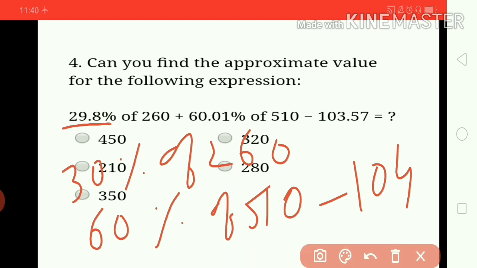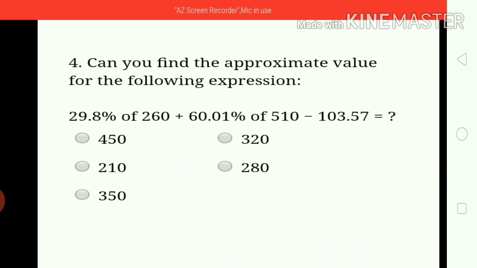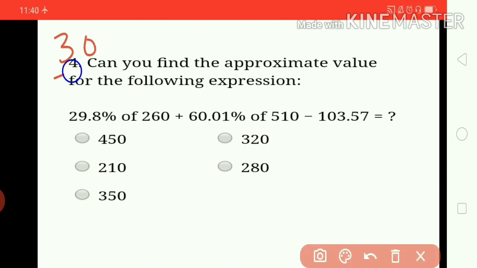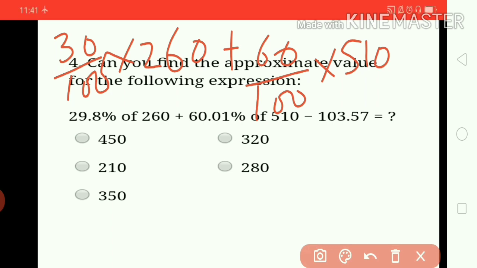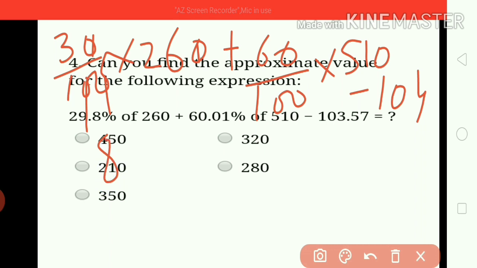Now let us solve this one. So 30% of 260 we have 30 by 100 into 260, right? Plus, now this is 60% of 510. This can also be written like this. Now 103.57 can be written as 104. Now solve it. You can cut the zeros from here. Now multiply this. 3 sixes are 18. 3 twos are 6 and 1, 7.